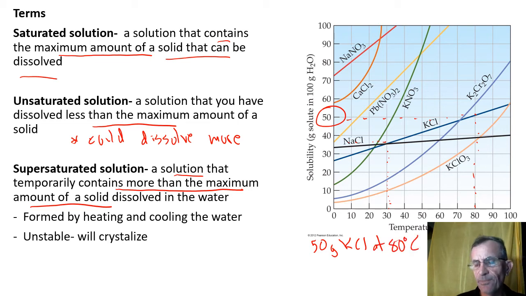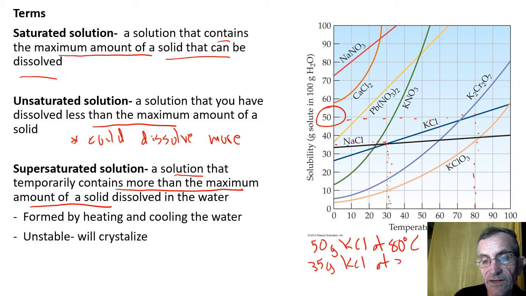Now, to make a supersaturated solution, you heat up the water, you dissolve a bunch of something in the water, and then you let it cool. As you let it cool, when the water cools back down, it should hold less. When this water cools back down to about 30 degrees, which is about room temperature, or could even be like 20 degrees, the water should only be able to hold about 35 grams of KCl.